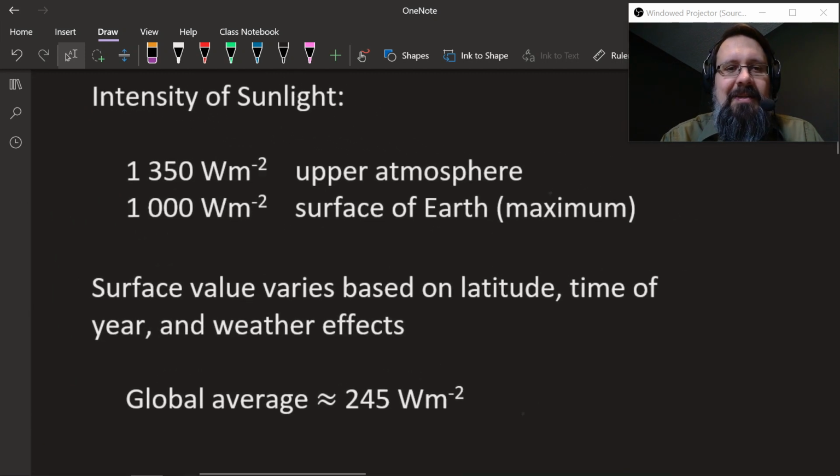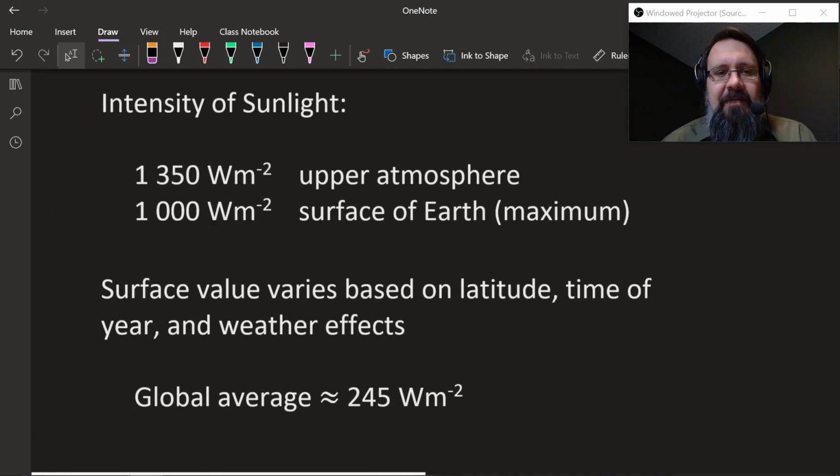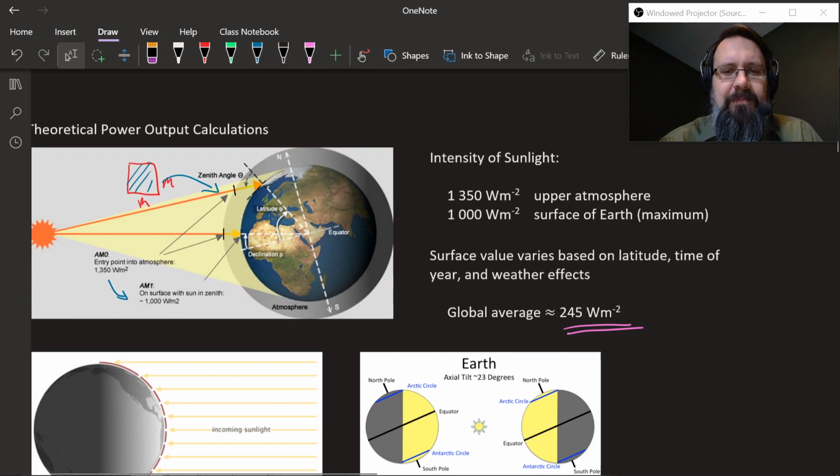So the intensity of sunlight in the upper atmosphere is about 1,350, but then that gets reduced to about 1,000. Now that's the maximum because it actually varies based on latitude, which I'll talk about in a second, time of year, and weather effects. So clearly, if it's a cloudy day, you're not going to have 1,000 watts per square meter making it to the surface of the Earth. And depending upon where you are on the Earth, you can get different amounts. What we usually use for a global average is 245 watts per square meter.